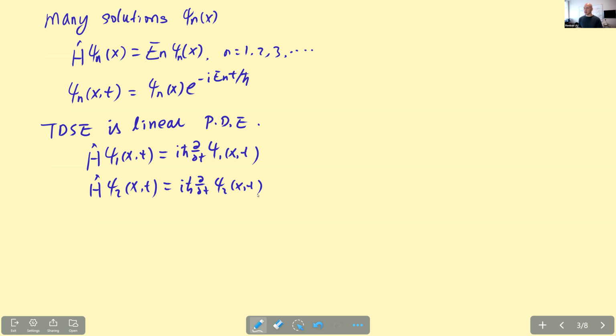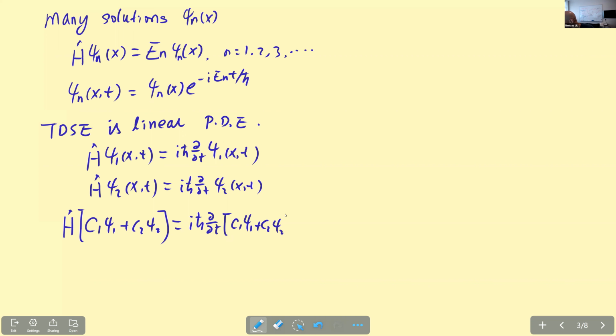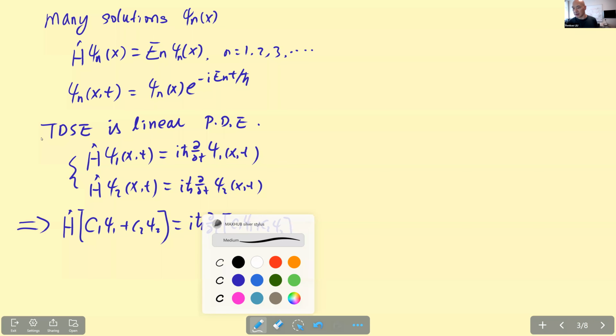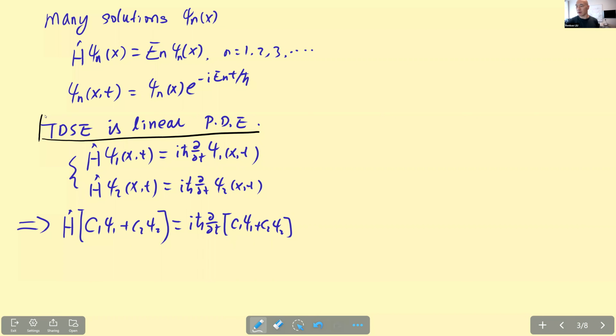Since this is a linear partial differential equation, the linear combination of these two, C1 times psi_1 plus C2 times psi_2, should also be a solution. That's very easy to check. You can just do the linear expansion and you get to this immediately. So that's a property of the linear equation.